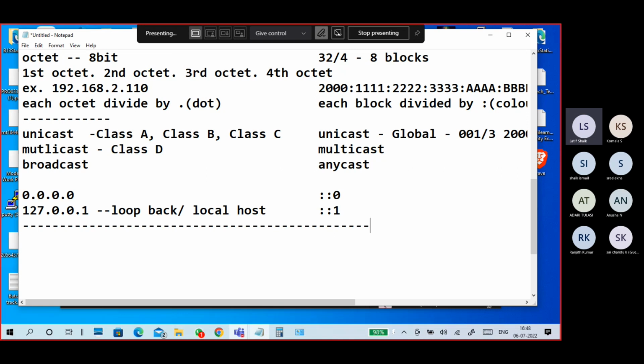So these are the main basic differences, and also you can try to find the ranges like global unicast range, multicast ranges, unicast ranges. So this is the IPv4 and IPv6 difference.